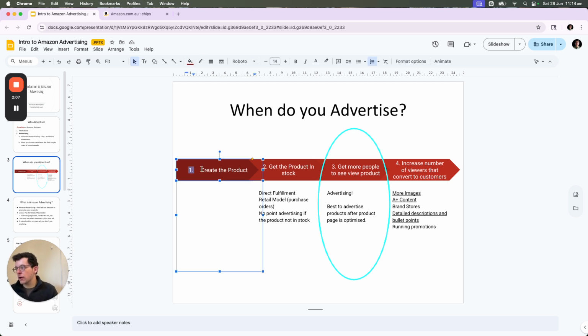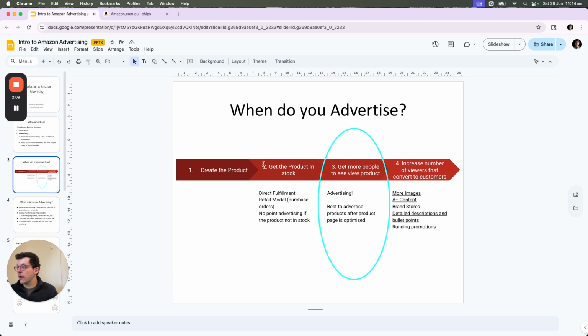After you've created the product, you then want to make sure that it's in stock, right? It's actually available for customers to buy. If the product is not in stock, and the customer can't buy it, there is no point in running Amazon advertising campaigns. This is where you look at things like direct fulfillment and purchase orders. Again, no point advertising if the product is not in stock. Once you've got the product in stock and you've got inventory, then we go to step 3.